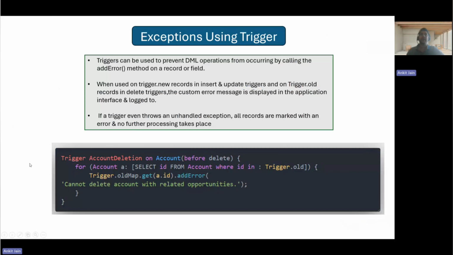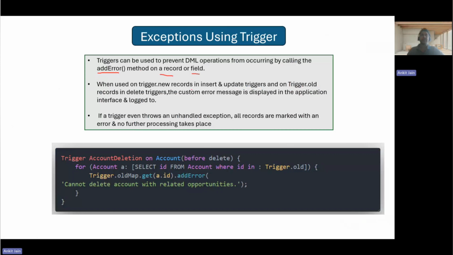Whenever you have to give an exception using the trigger, we have to use the addError method. This addError method needs to be used on a record or a particular field as well. So whenever you have to give any error message, you have to use the method addError, and then this addError method needs to be linked with the particular error. And if you want to display that message next to the particular field, that also you can do.